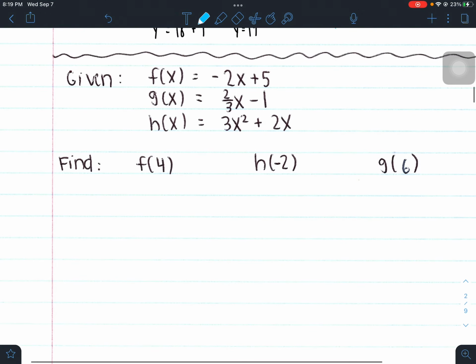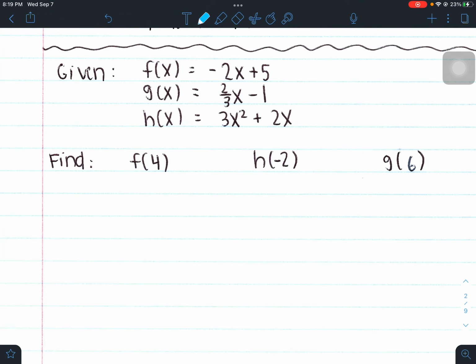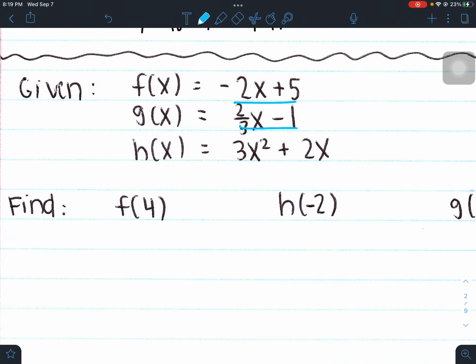All right, so we're going to go ahead and practice this a little bit more. We're given 3 functions here, f of x, g of x, and h of x. All these 3 functions are different, as you can see. They're all equal to different things. So why did they use different letters, f of x, g of x, and h of x?